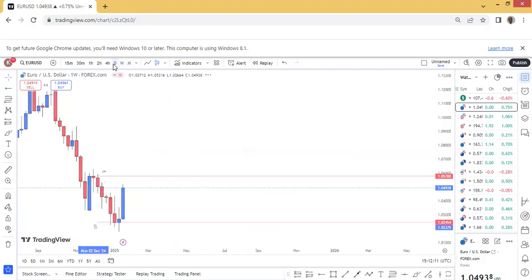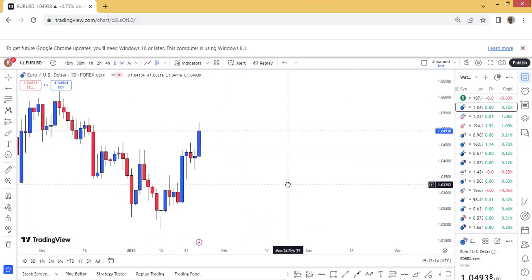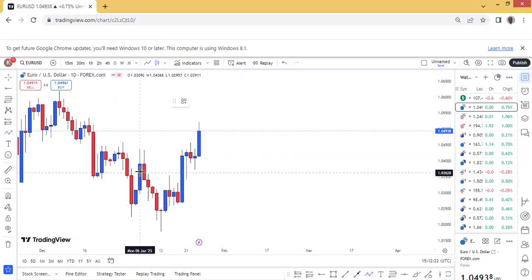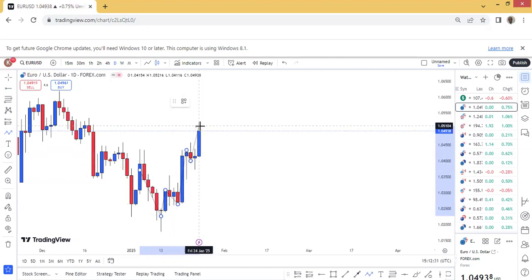Then we come to the daily. The daily is very, very bullish. We've had 3 waves, 1, 2, 3. That's awesome.